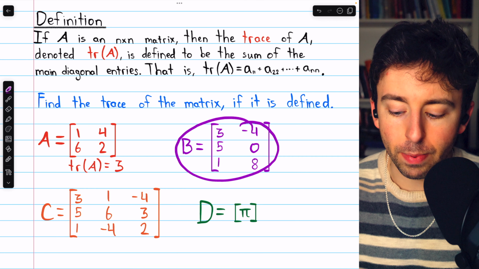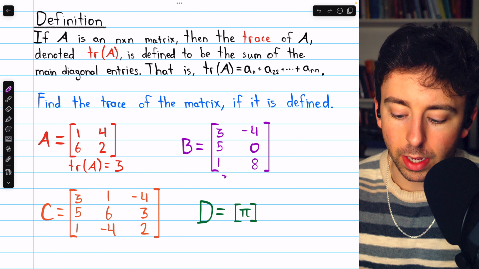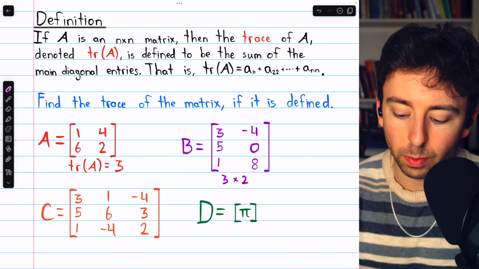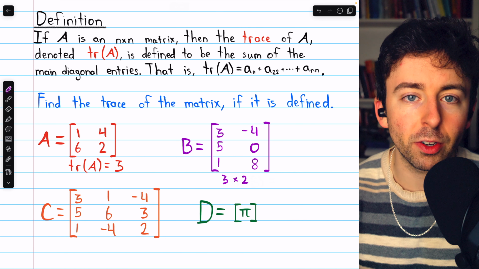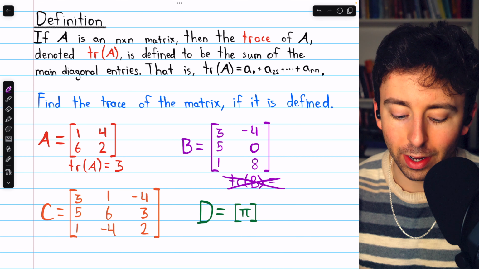What about matrix B? The dimensions of matrix B are 3 by 2, so the trace of B is not defined because B is not a square matrix. So I'll just put a big X through trace of B.